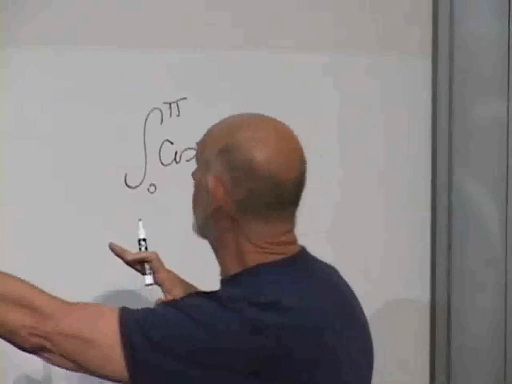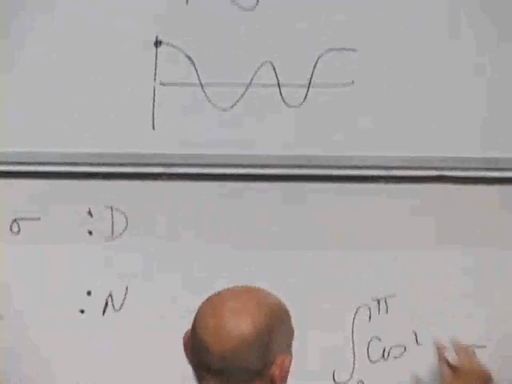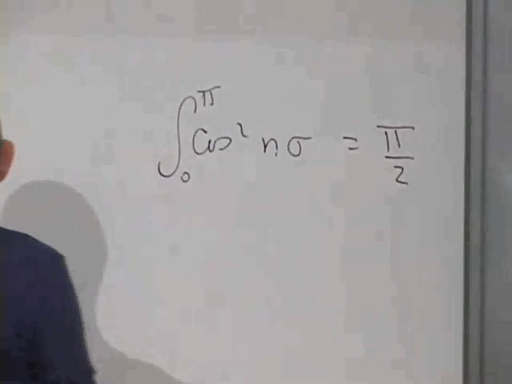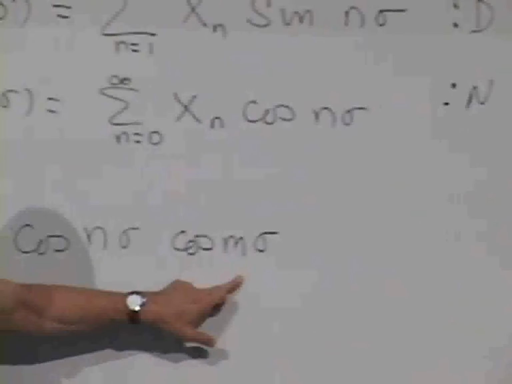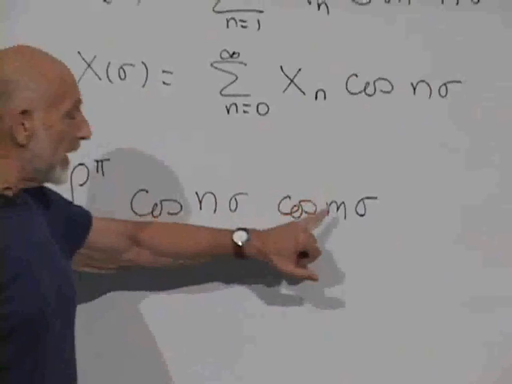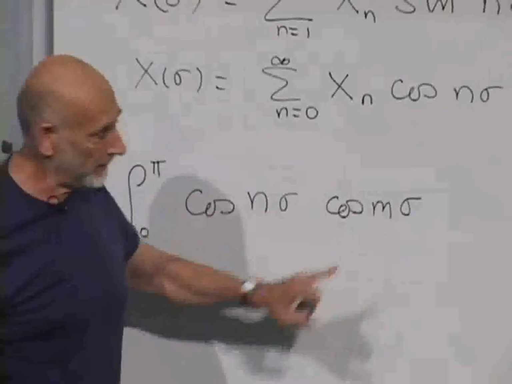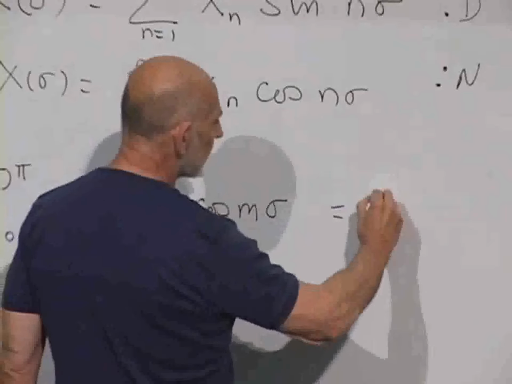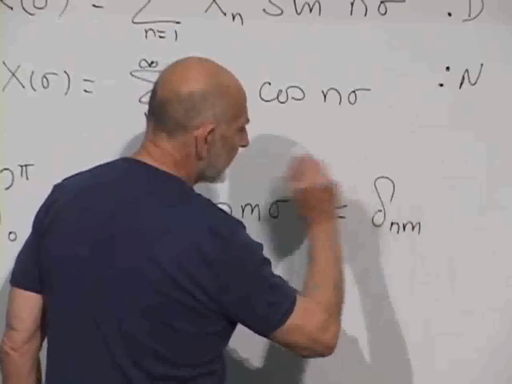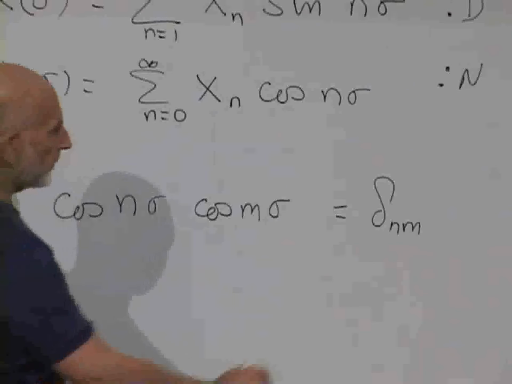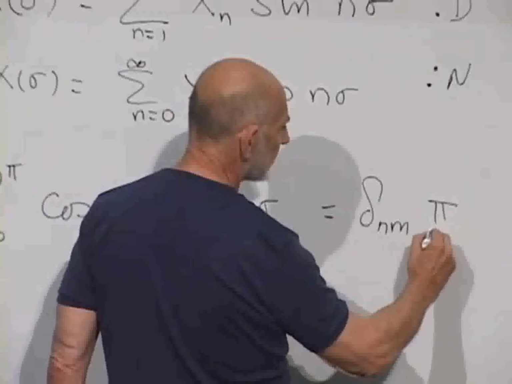you get the width of the interval, and this is just pi over 2. It's pi over 2 for any n and m. Sorry, no, for any n equal to m. Okay, so we can write down now that this is equal to delta nm, that's the symbol which is 0 if n is not equal to m, and 1 if n is equal to m, times pi over 2.